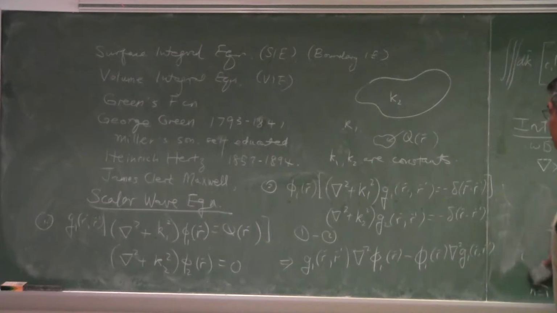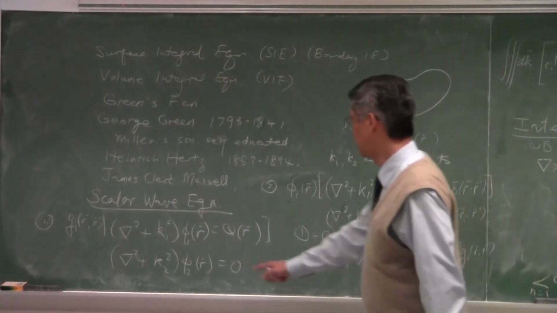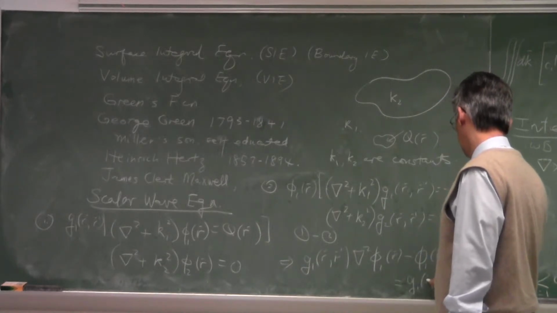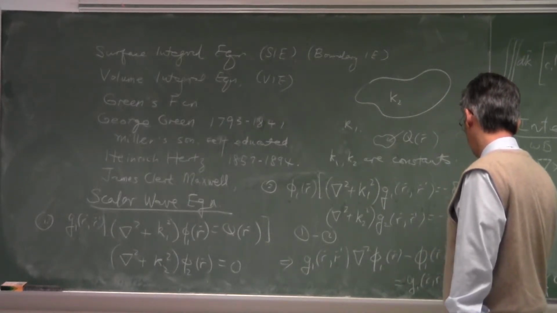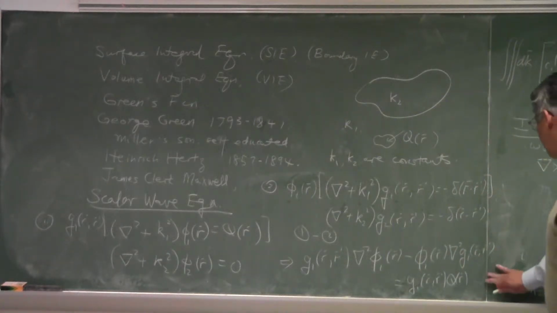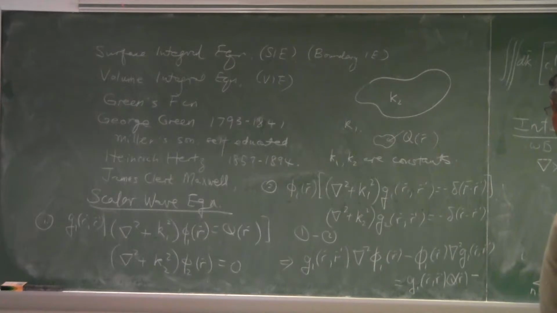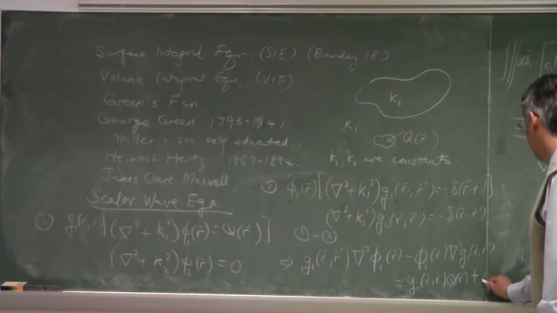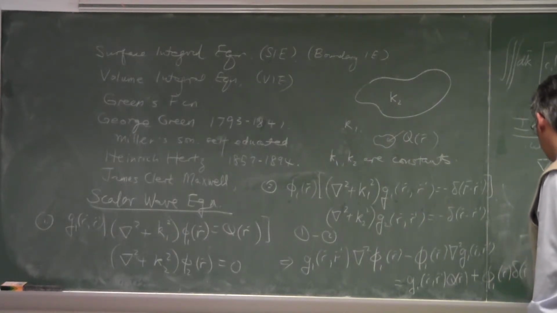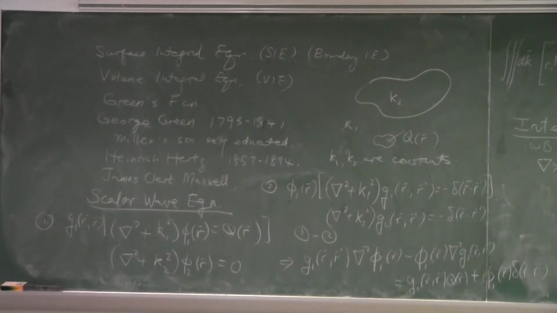And then on the right hand side, when you subtract, this gives you G1(R') Q(R). And then the other one, when you subtract, becomes plus phi1(R) delta(R minus R'). So when you subtract the two equations, we get that.